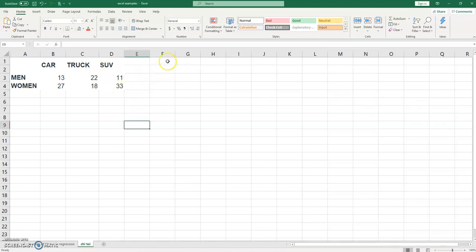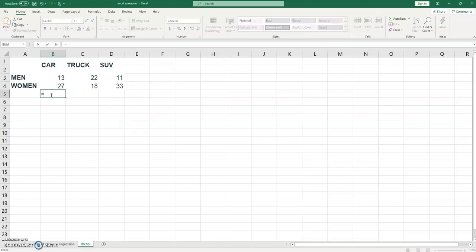So the first thing we need to do is figure out what our expected values would be, because chi-square is the sum of the observed minus expected squared over the expected. So we're going to use this process to put together those expected values. To do this, the first thing we need to do is get some column and row totals and then get the grand total for the table.